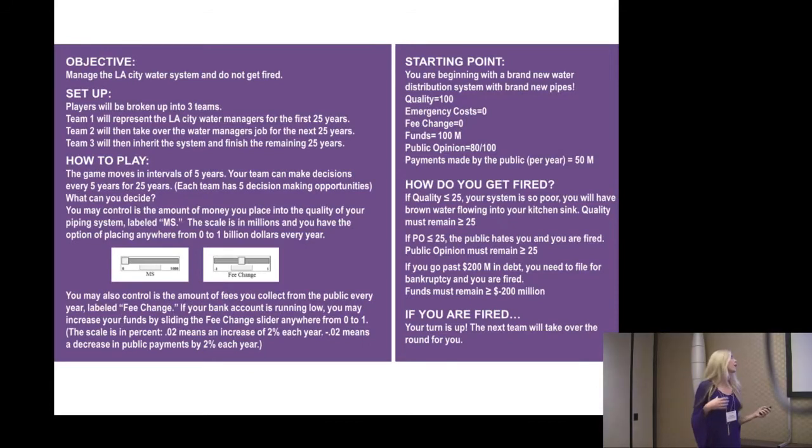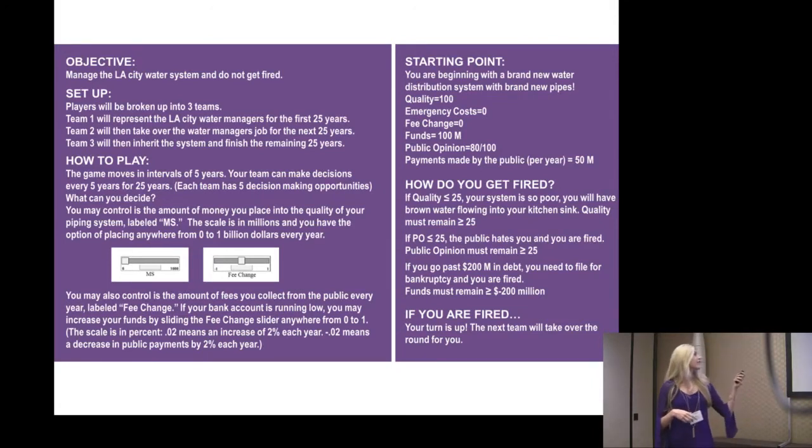We've played it in a few classrooms, and we've broken the classrooms into three teams. So you get to work with an inheriting property, which I think is important for perspective switching. So students are put in team 1, 2, or 3. First team is assigned with the system and the first 25 years, and they're asked to fund the system and give it on, unless they get fired. So every 5 years, they get to allot different decisions, and the way you get fired is if your quality of water drops below 25, or your public opinion drops below 25, because basically your public hates you, and so you're outed as the water manager. Then the next team rolls in.